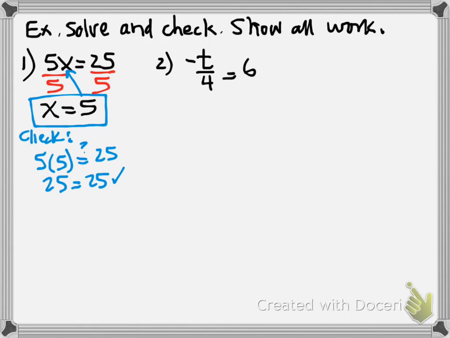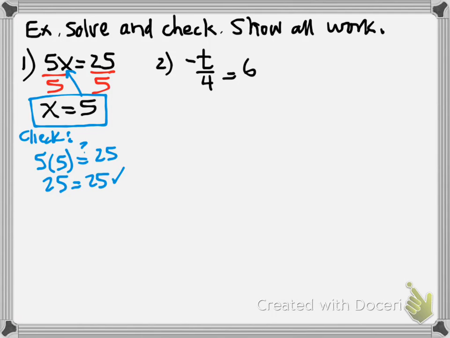A negative 1. If you don't see the number after the negative, it's a 1. So t is not only being divided by 4, it's also being multiplied by negative 1. So guess what? I can take care of them both at the same time. What would I do to get t completely alone? That means get rid of the 4 from the denominator and get rid of that multiplication symbol. What am I going to do?